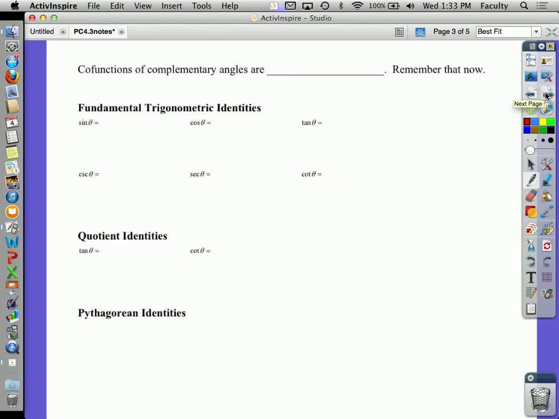But those are called cofunctions. Sine and cosine are cofunctions. Tangent, cotangent are cofunctions. And secant, cosecant are cofunctions. Well, what we know is that complementary angles of cofunctions are congruent. Remember that now. Do you guys remember?